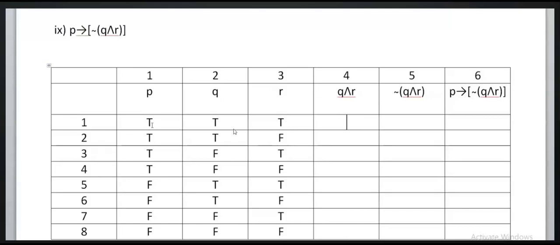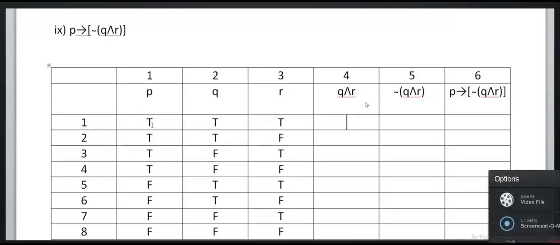And now next is Q and R. For the AND, we require both of them to be true, then it is true, otherwise false. Now this T and T is T. T and F is F. F and T is F. F and F is F. T and T is T. T and F is again F. This is again F and F. Now see this.